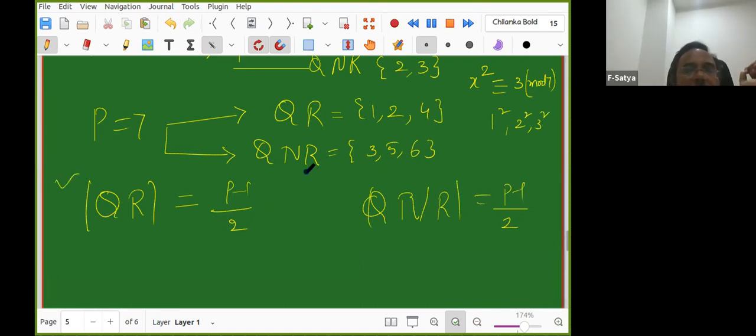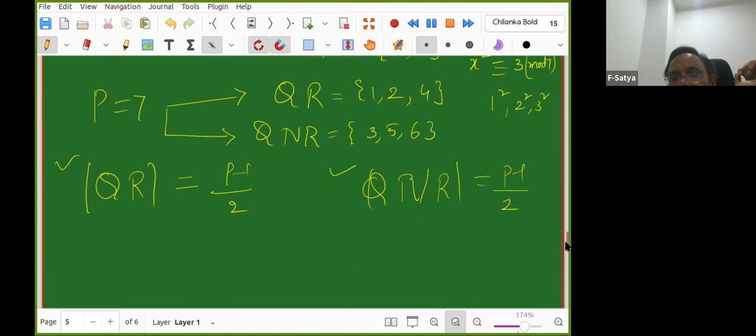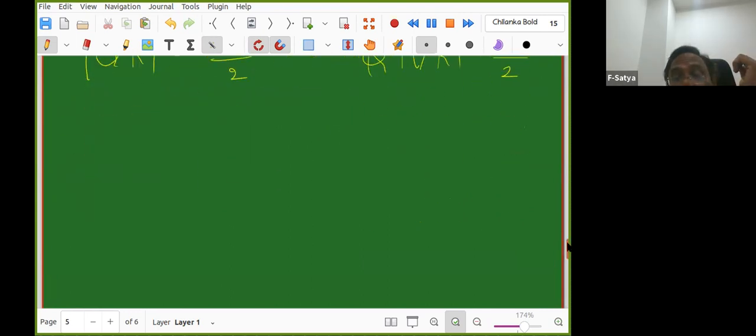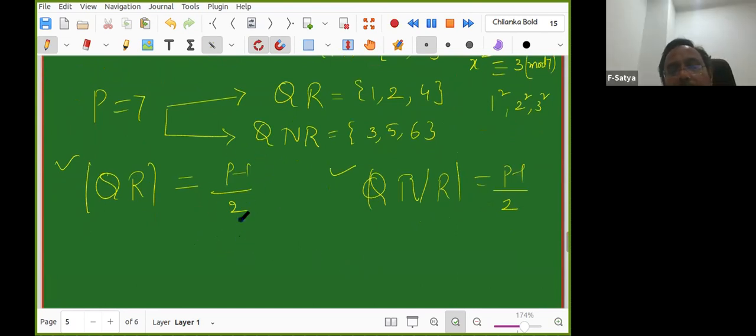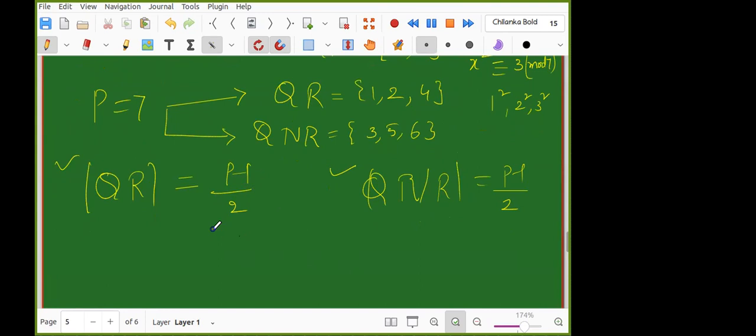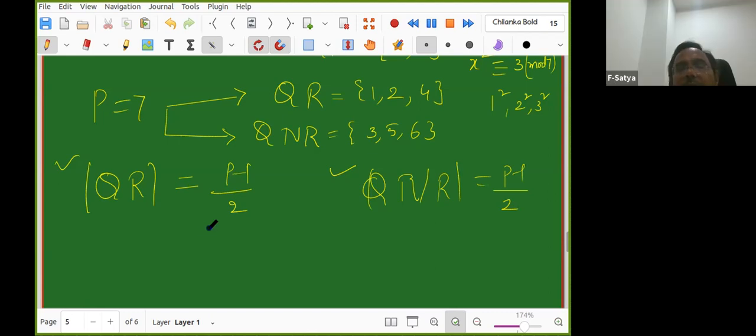Wonderful observation. Okay, what next? Any other observation you made? Is there any, how do you prove that it is exactly P minus 1 by 2? It's phi of p by 2, so phi of p is p minus 1. No, that is okay. See, first of all, if you prove that it is P minus 1 by 2, then the other is also P minus 1 by 2. One of them we need to prove. Don't worry, I am asking for a conjecture. So, good conjecture you made. We will prove that in a while.